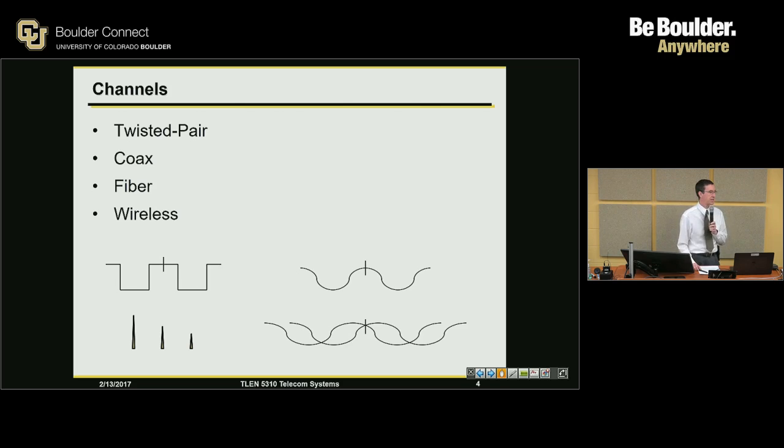Then we have coax, and coax, of course, is that single conductor with a dielectric around it and then a shield around that. And it's nice because it is more resistant to noise than twisted pair is. You can also get shielded twisted pair, which helps to reduce the noise for twisted pair. But coax, because that distance between the inner conductor and the outside shield is always constant, has properties that far exceed those that you get on twisted pair.